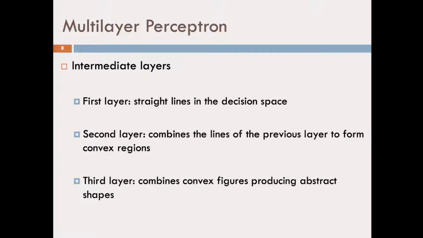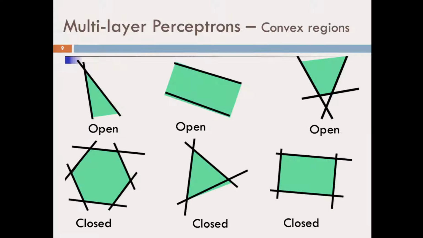The first layer, for example, can draw straight lines in the decision space. The second layer combines these lines, forming convex regions. The third layer combines convex figures, producing more abstract shapes in order to separate data. I'm going to give you an illustration here, considering a space of 2 dimensions only, in order for you to visualize.